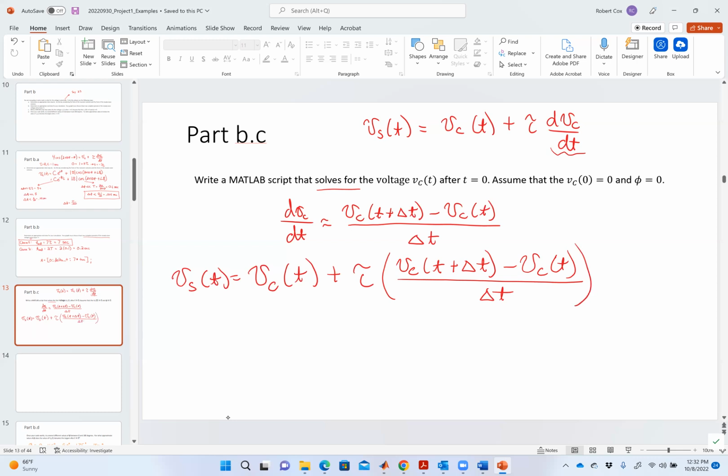What I do is I solve for V sub C of t plus delta t, as a function of V sub C of t and V sub S of t. In other words, I'm solving for a future value of the capacitor voltage based on what the capacitor voltage and the source voltage are right now. So I have a little bit of algebra to do to make that work.